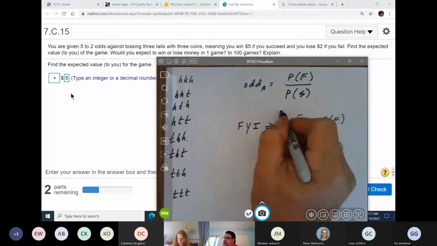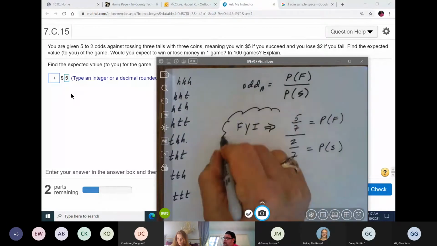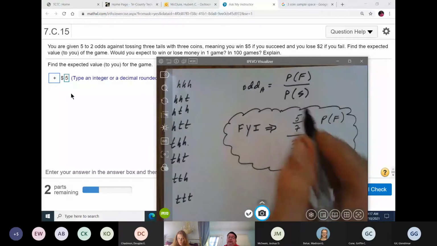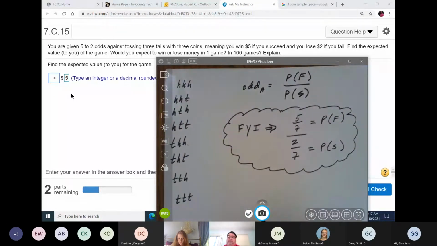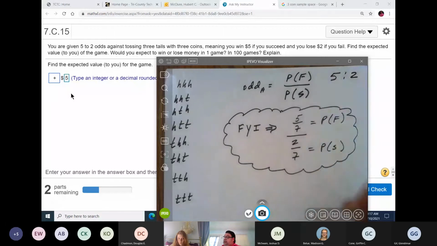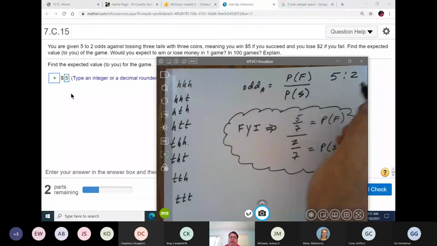Now I put that in a little cloud because that's a question you might see on my test. What are the probabilities if you have 5 to 2 odds against? And that's how you do that if you're given that question. But this question doesn't say that. This question wants the expected value.